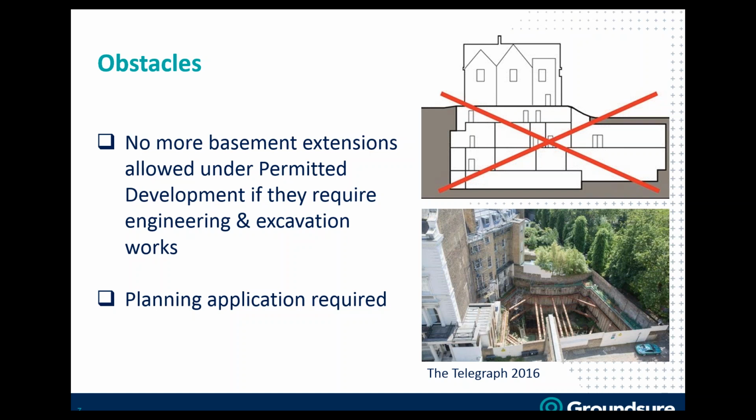Michael Etherly, one of the residents in the street, challenged Camden Council for allowing one of his neighbors to build a basement extension under permitted development rights. In December 2016, the High Court ruled in favor of Mr. Etherly and found that the council was wrong to grant a certificate of lawful development for the proposal.